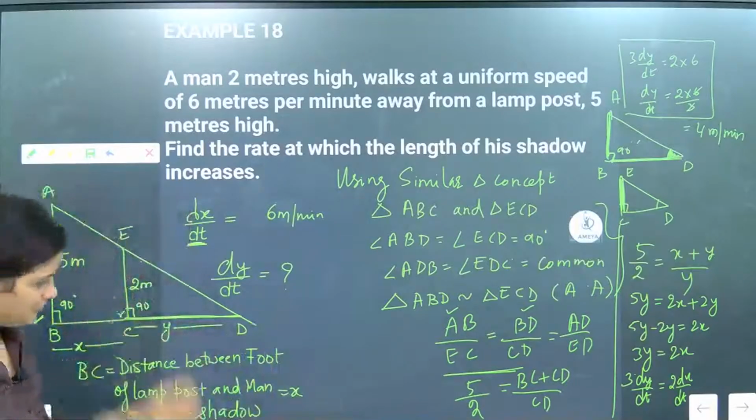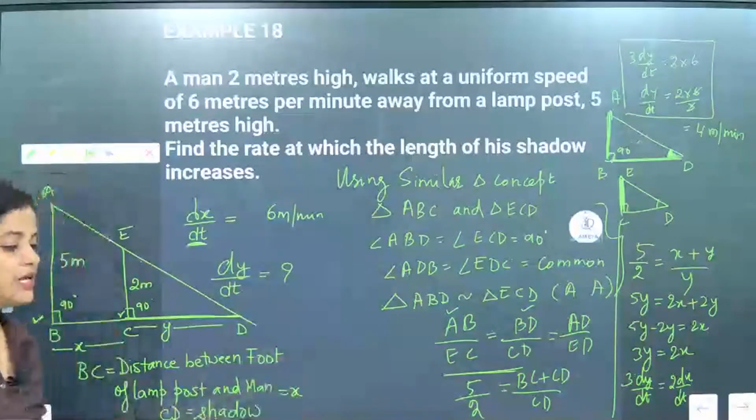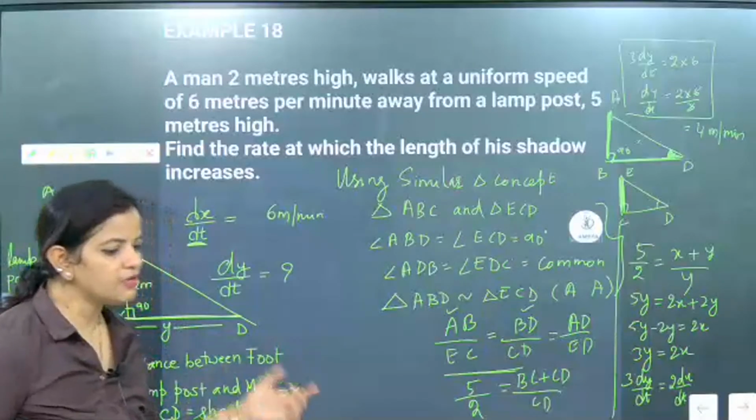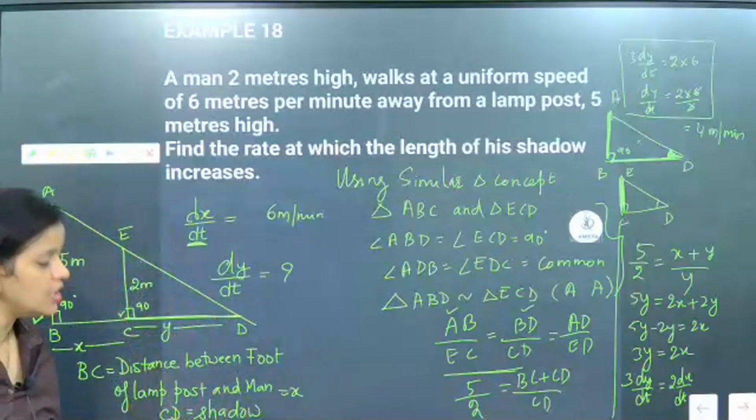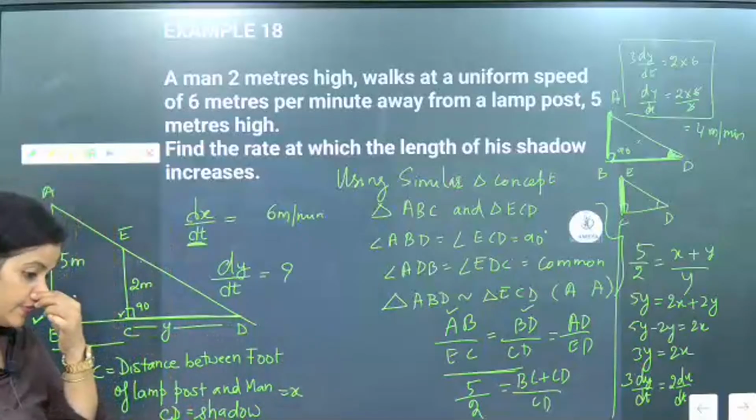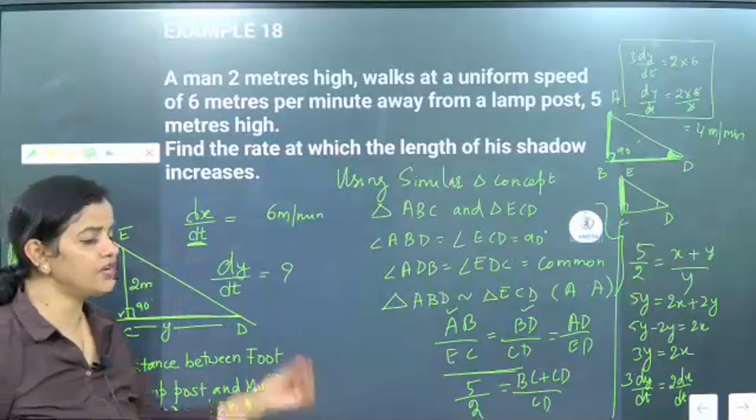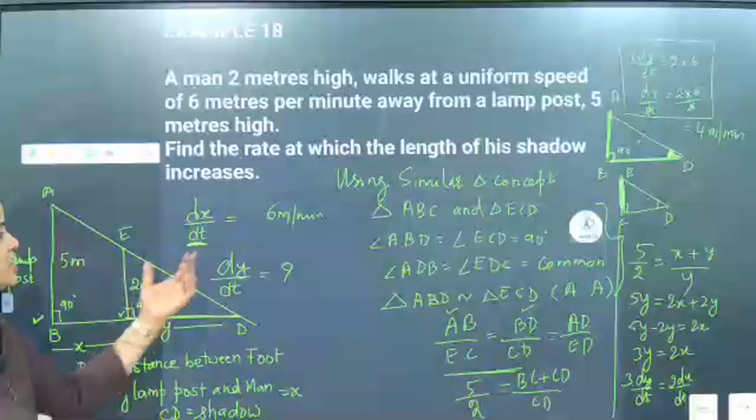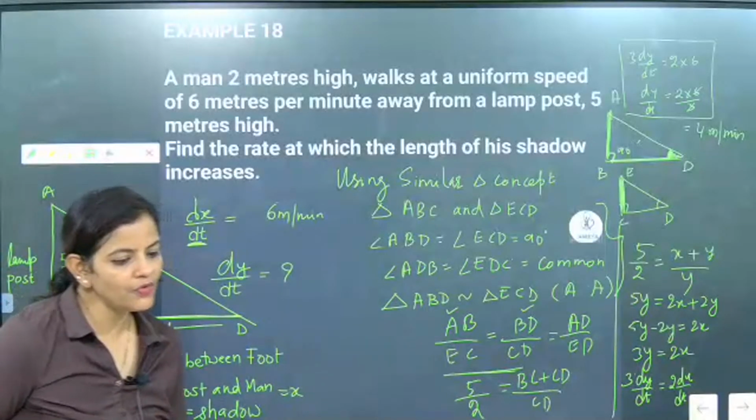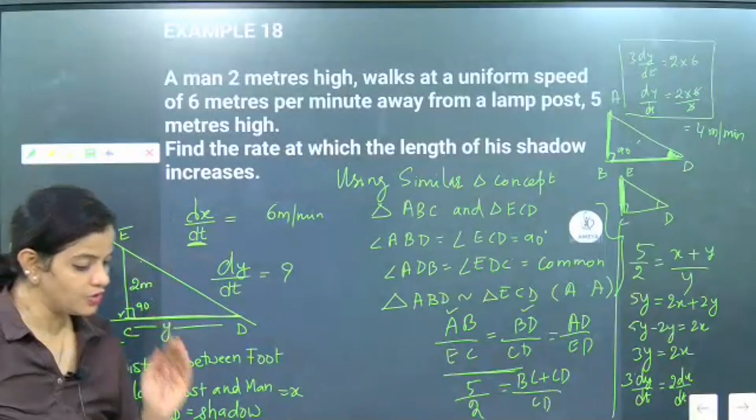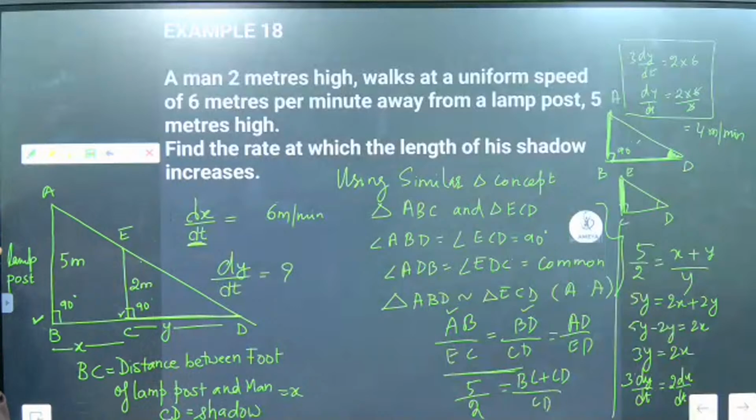So we proved similarity. After similarity, we wrote proportionality. We took the sides proportional. We wrote x and y. And after writing x and y, we differentiated and wrote the rate of change there. So I hope you have understood this, beta. This is one of the most important questions, and please do this question.